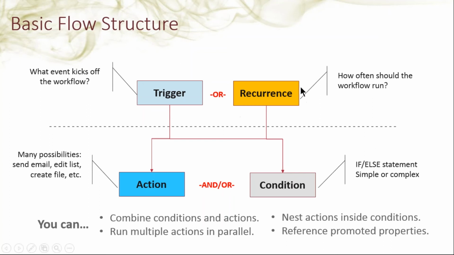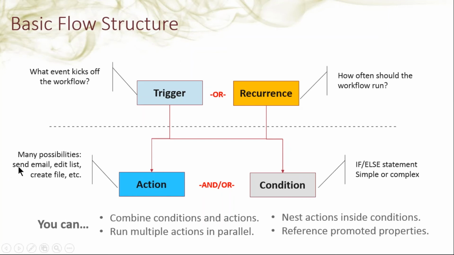Or you could set it up as a recurrence, where you basically say how often the workflow should run. So you do have to pick one path or the other when you're setting up a new flow. Then from that point on, you can simply combine actions and conditions in order to execute all of the different steps that the workflow needs to execute. And there are tons and tons of actions.